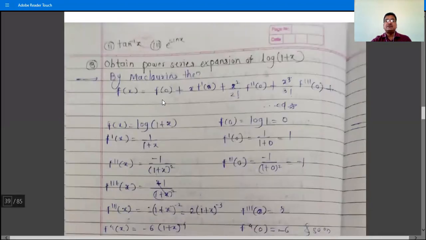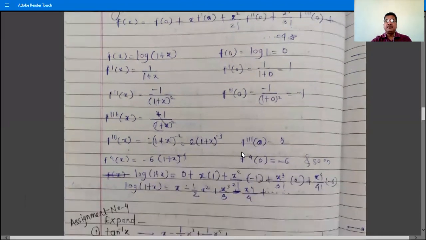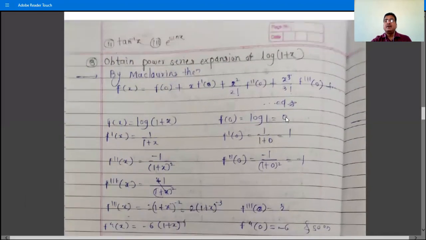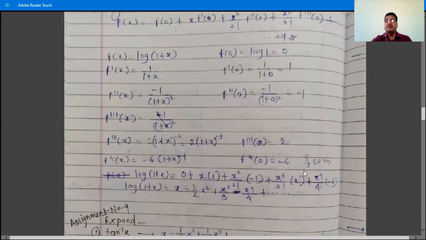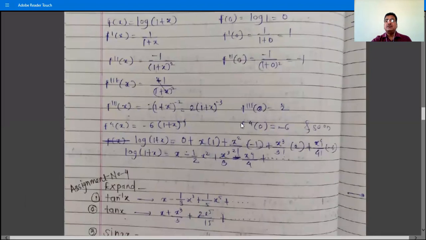f x is log 1 plus x: f of 0 is 0, plus x into f dash 0, which is 1, plus x square by 2 factorial into f double dash 0, which is minus 1, plus x cube by 3 factorial into f triple dash 0, which is 2. Then the next term is x raised to 4 by 4 factorial into f fourth 0, which is minus 6, and so on.